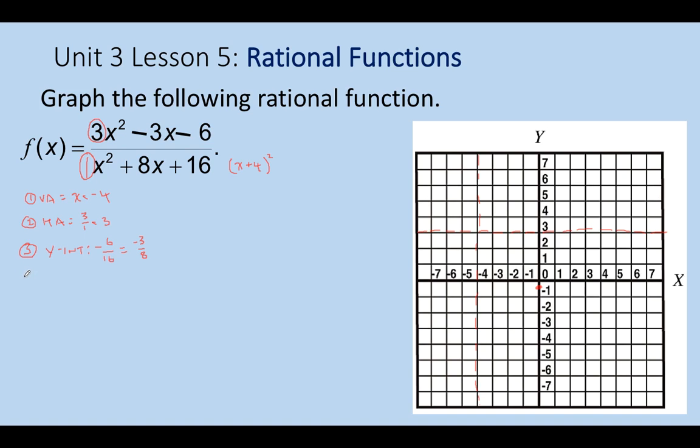Let's see, what else do we need to know? Step number 4 was your x-intercepts. So we're going to set the numerator equal to 0.